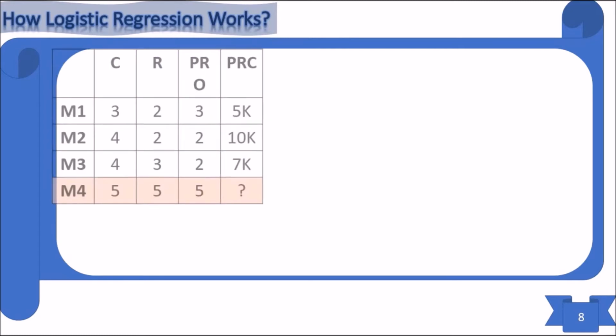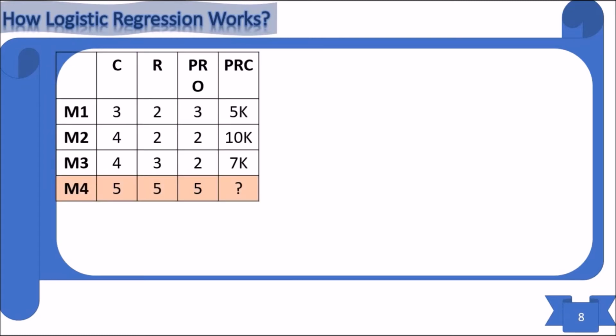Suppose we have 4 features. Consider the ratings for each feature out of 5. The features are camera quality, let's suppose C, then R is your RAM, then Pro is your processor, and its price is PRC. So these are the parameters, and you have to predict the price of the upcoming mobile from its ratings.